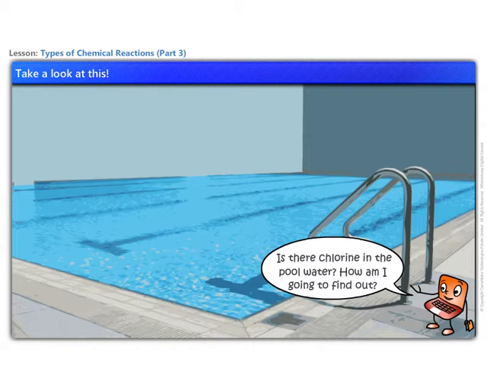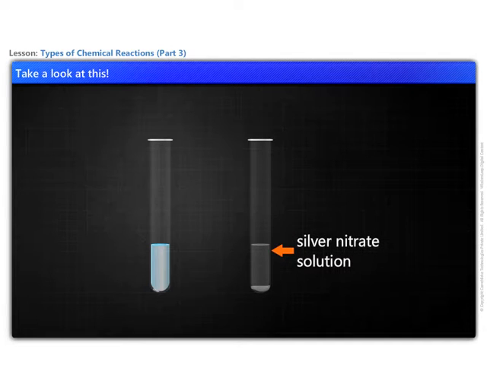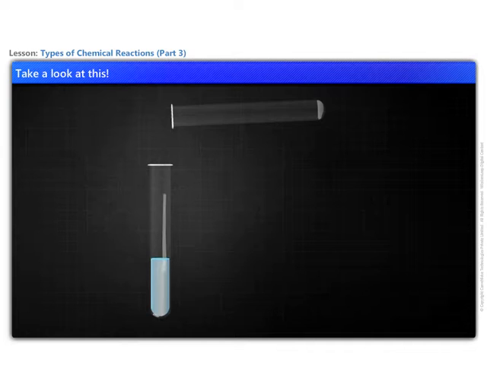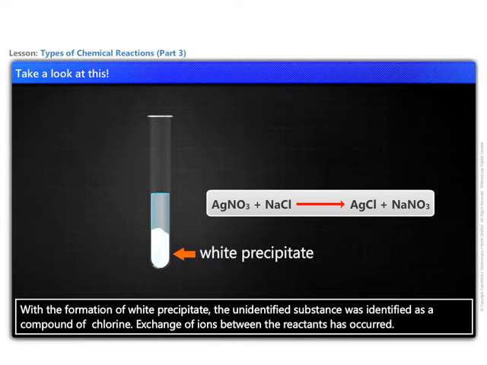Is there chlorine in the pool water? How am I going to find out? Take some sample of the pool water in a test tube and add silver nitrate solution to it. What do you observe? With the formation of white precipitate, the unidentified substance was identified as a compound of chlorine. Exchange of ions between the reactants has occurred.